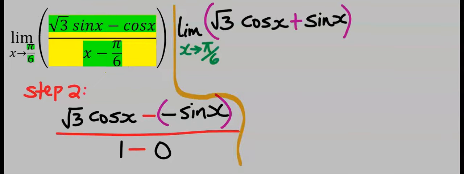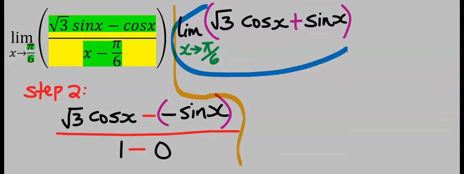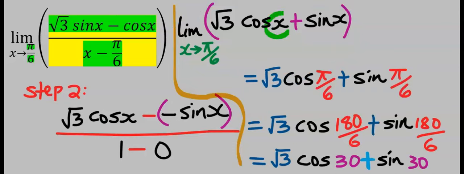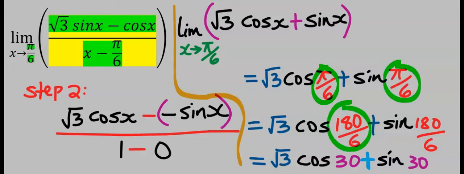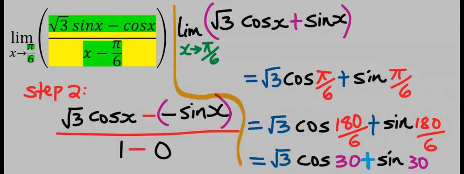Next, I will rearrange the function, then I will take the limit as x tends to pi over 6. Hence, wherever I see x, I will replace it with pi over 6. Likewise, pi over 6 is the same thing as 180 divided by 6, which is 30 degrees. Remember, for a trigonometric function, pi is the same thing as 180 degrees.